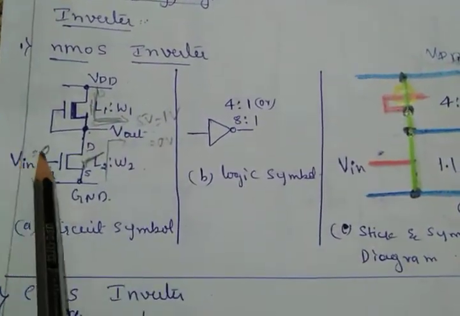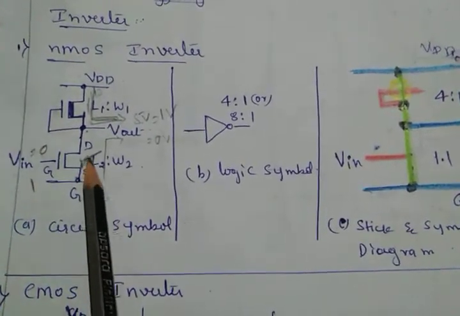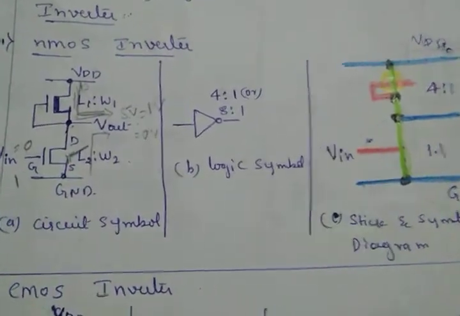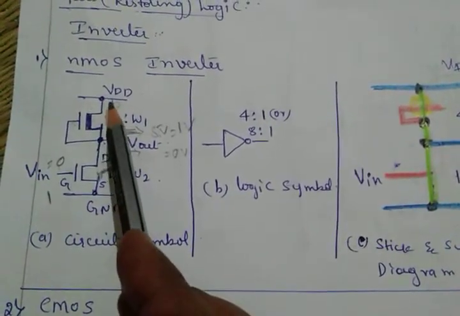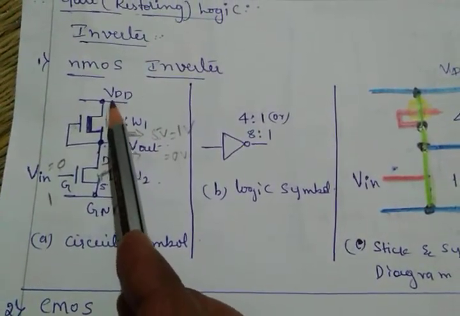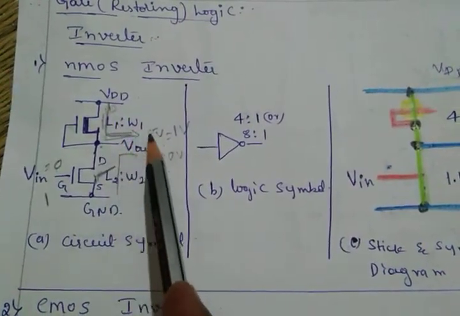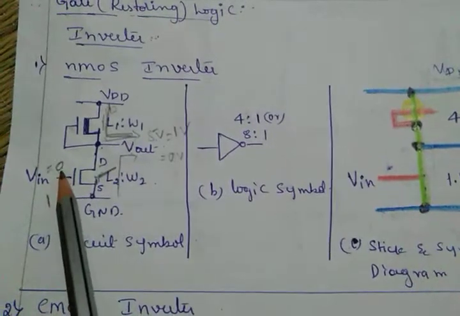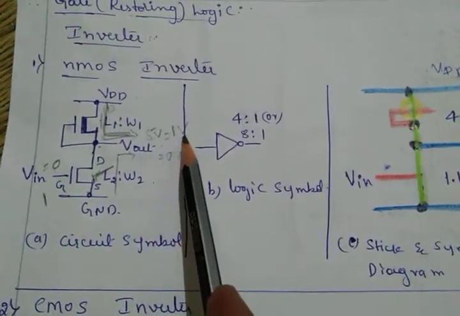Okay, so if you give 0 volts, the nMOS transistor should be opened, and this will be closed. The closed path is connected to the VDD, and this VDD is connected to 5 volts. So if you give 0, I will get 5 volts. So 5 volts is equivalent to 1.